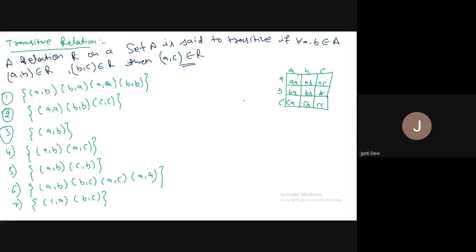It says if a to b is there, and b to c is there, then in that case the a to c relation must exist. A to c relation must exist in the transitive relation. This is the basic idea. In this, diagonal elements are allowed.